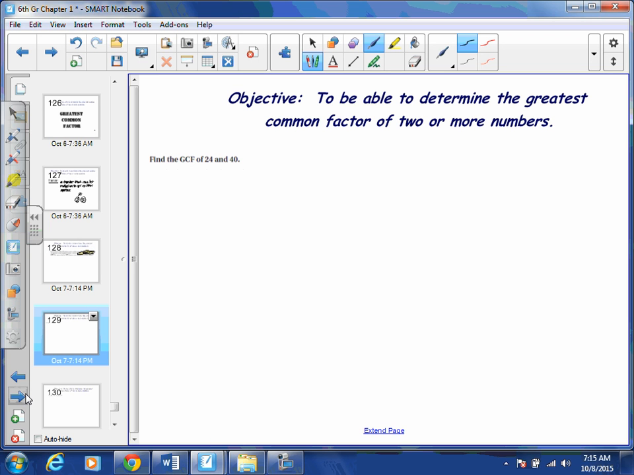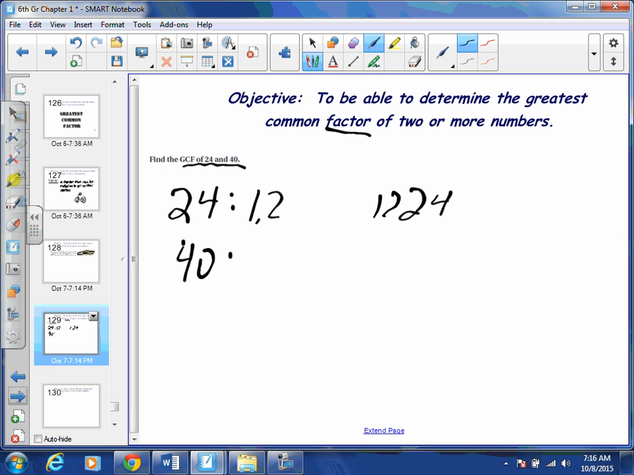So the first way we're going to look at finding greatest common factor is by making a list of the factors. So if we need to find the greatest common factor of 24 and 40, let's just make a list of factors. Okay, so we're going to start by finding the factors of each of those numbers. 24, I can take 1 times 24. Those are both factors of 24. I can take 2 times 12. Those are factors of 24, 2 and 12.